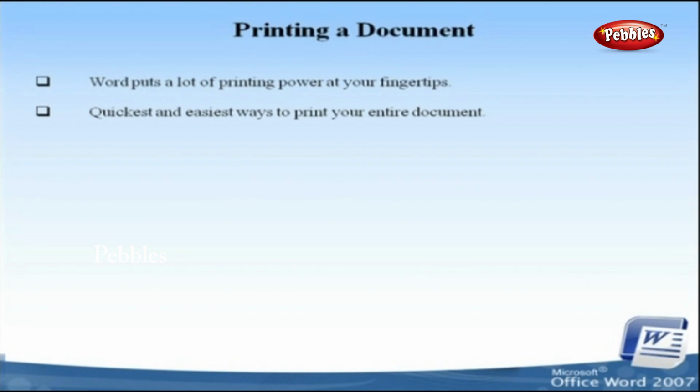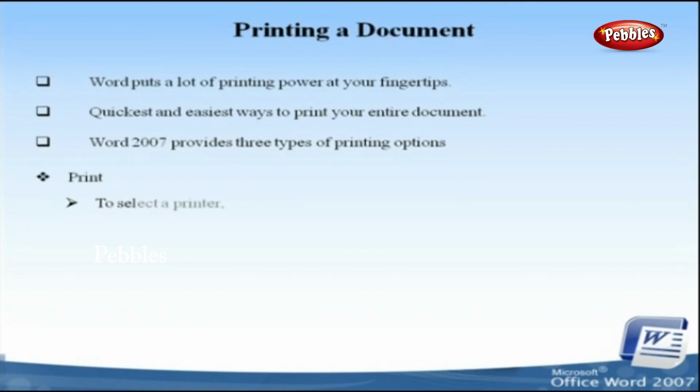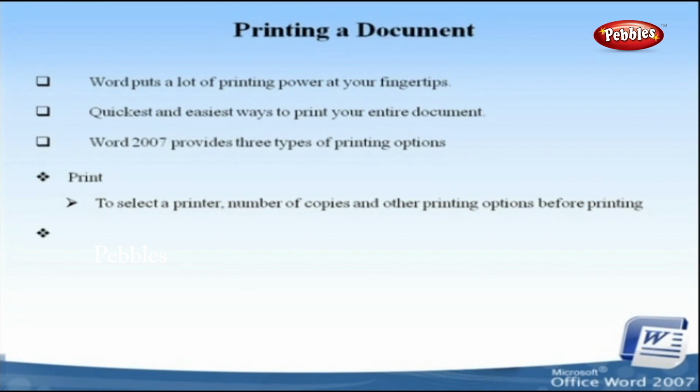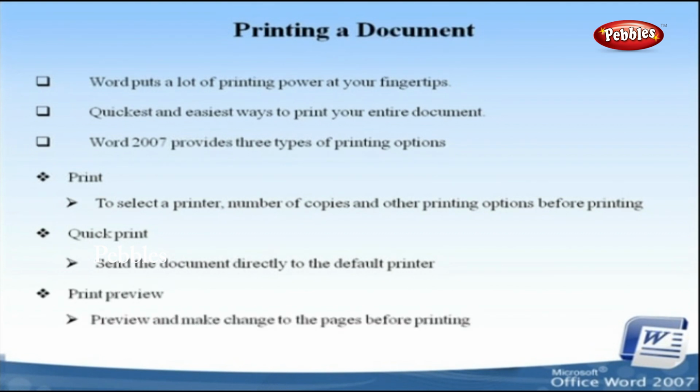Normally, the print option in Word 2007 provides three types of printing options, namely Print. This option allows you to select a printer, number of copies, and other printing options before printing. Quick Print. Send the document directly to the default printer without making changes. Print Preview. Preview and make changes to the pages before printing.